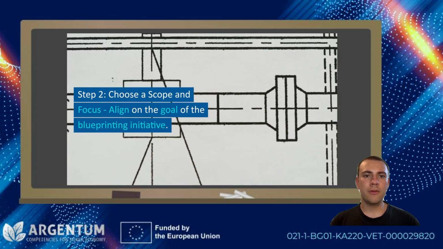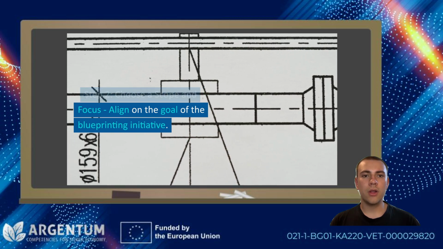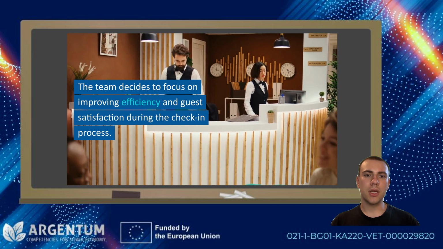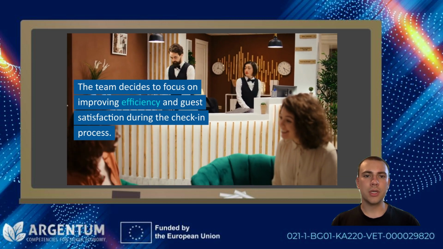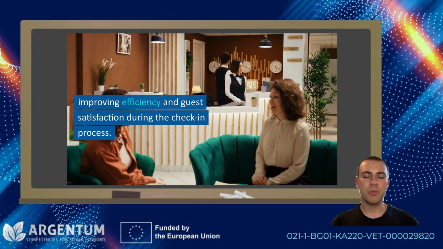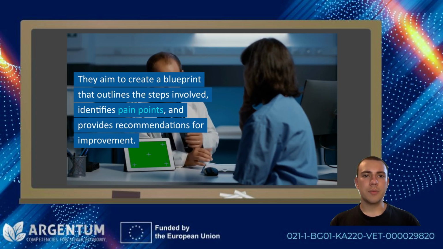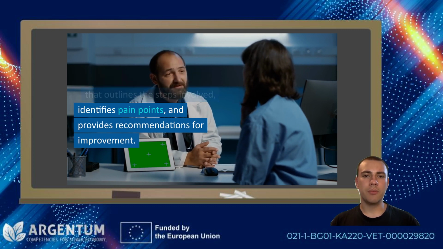Step 2. Choose a scope and focus. Align on the goal of the blueprinting initiative. The team decides to focus on improving efficiency and guest satisfaction during the check-in process. They aim to create a blueprint that outlines the steps involved, identifies pain points, and provides recommendations for improvement.